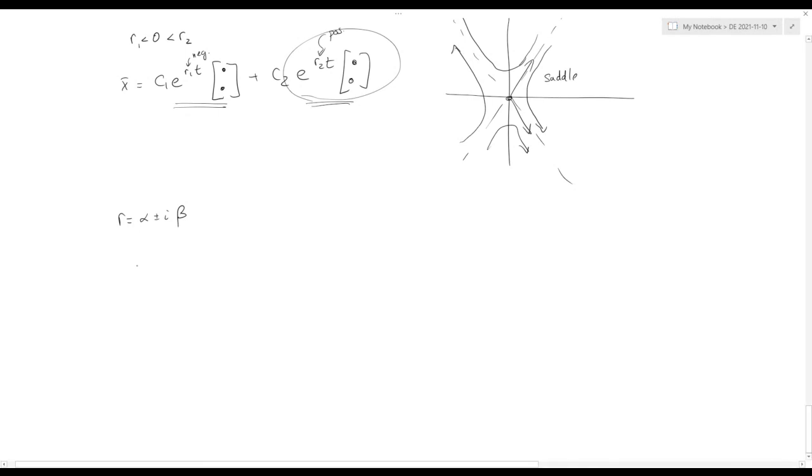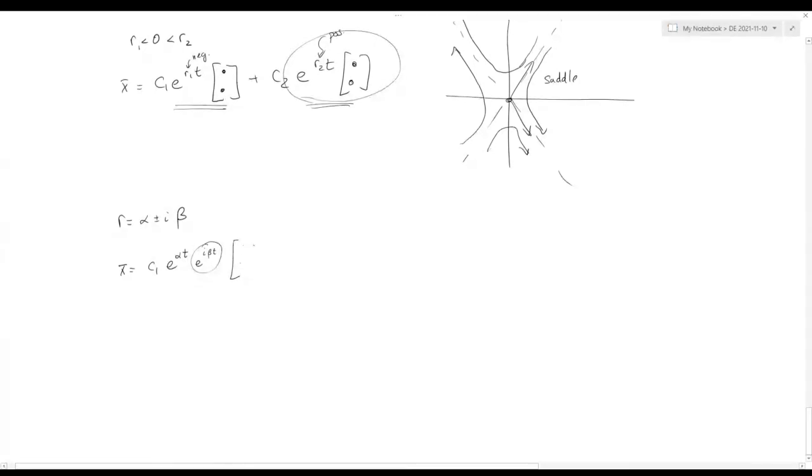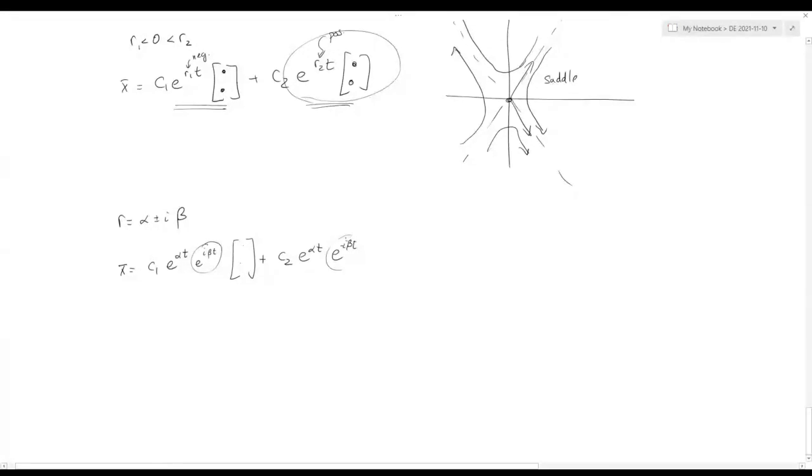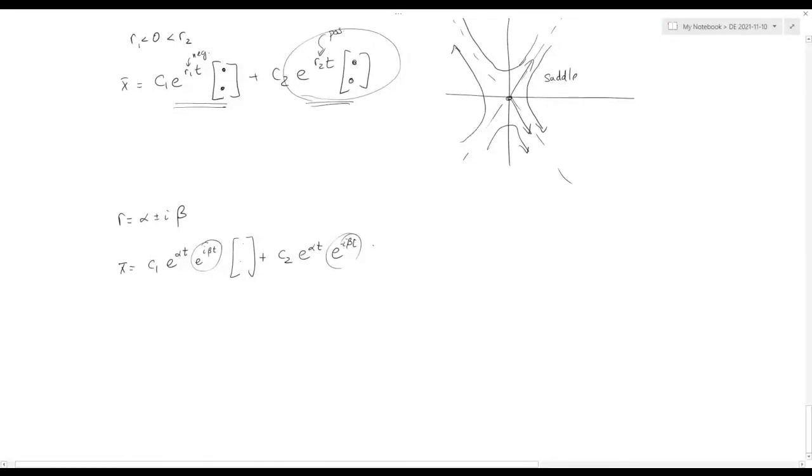And so your solution would look something like, and this is rather a simplification, e to the alpha t, and then you get e to the i beta t. So this will give you a sine and a cosine, right? Times some eigenvector, which might be complex. And then your conjugate is also a solution. So this would give you some more sines and cosines. What's important is that those oscillate, right?